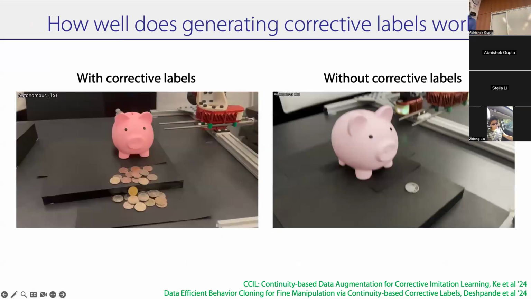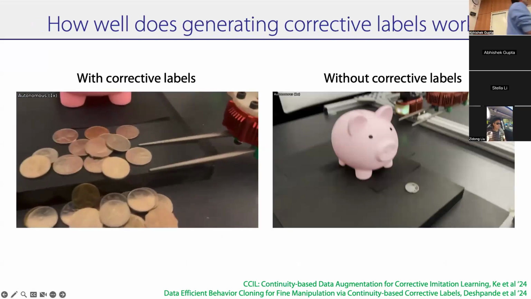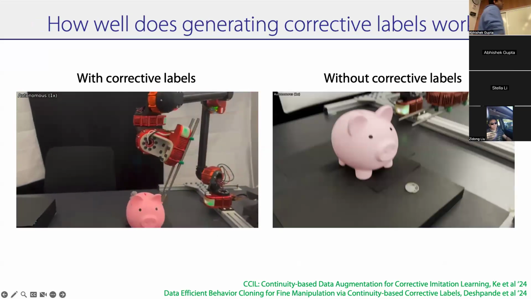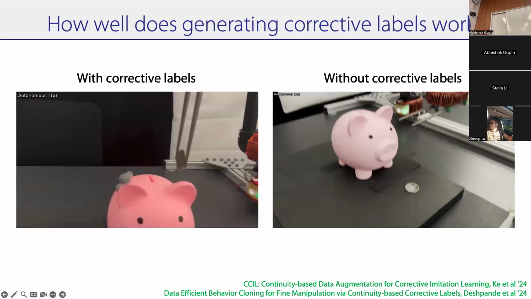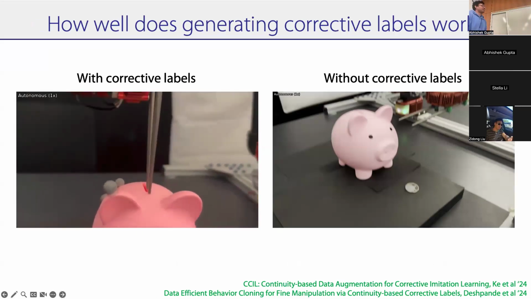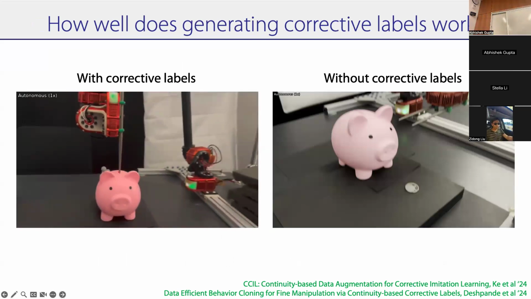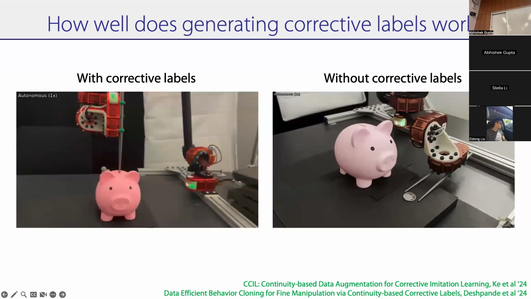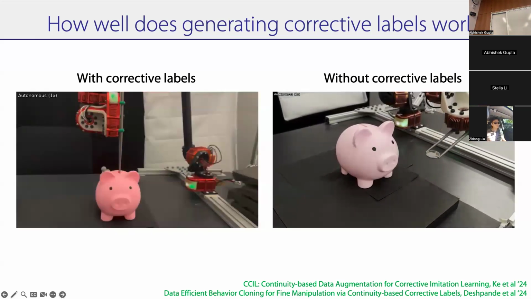Okay, so some cool videos. We set up a little piggy bank task. If you have no corrective labels, you'll see that sometimes you end up drifting from your path and missing, in this case, the insertion, I think. Oh no, that's with corrective labels. Oh, good. Working too well. And then without corrective labels, you'll see that it tends to drift off and miss the target.